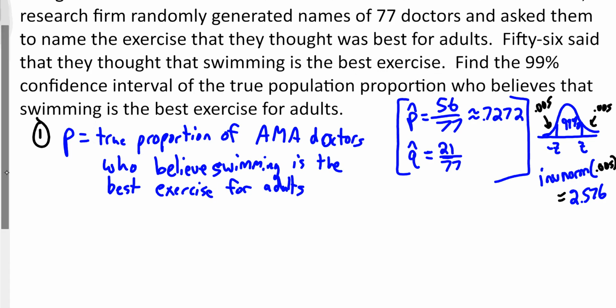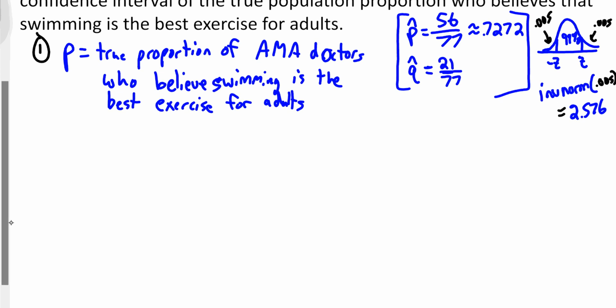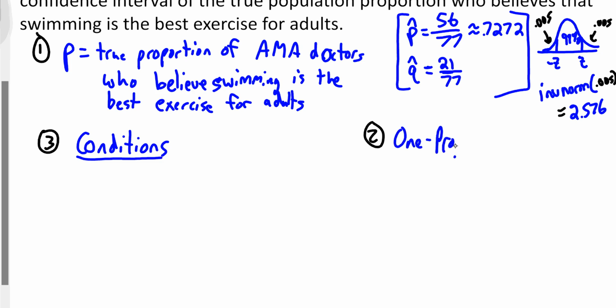Now, we want to check the conditions. We also want to get into what this is that we're doing. So we'll say step 2 is here, step 3 is here, because we have to get into the conditions. But before we do the conditions, we can also list the type of interval; it doesn't really matter the order here. This is going to be a 1 proportion z interval. All right? Before we do any work with that, though, let's go into the conditions.